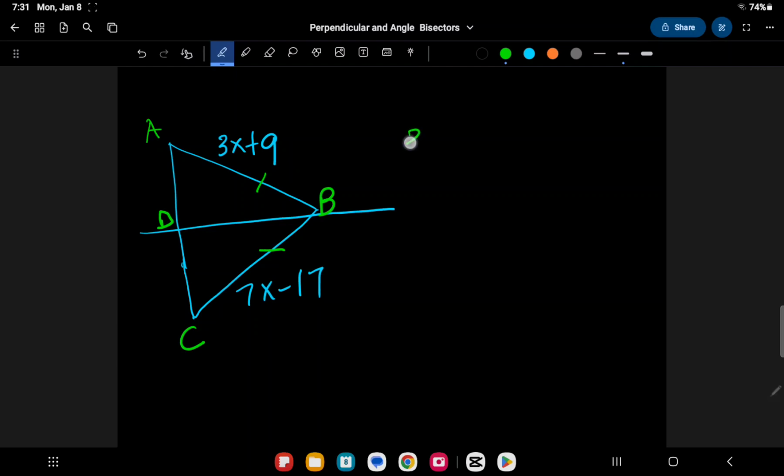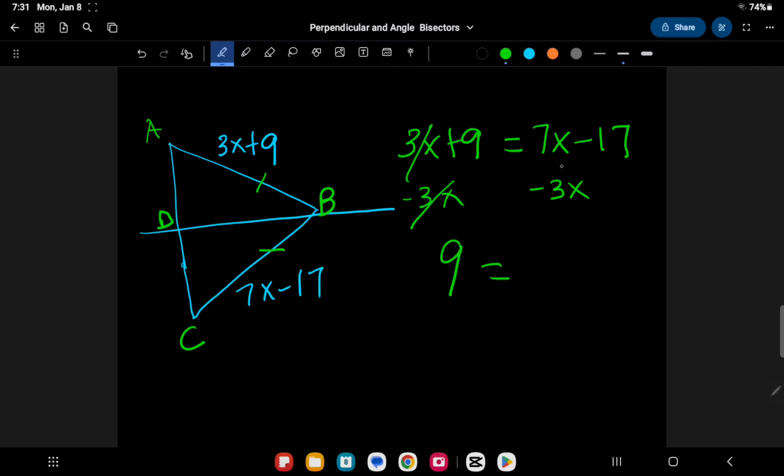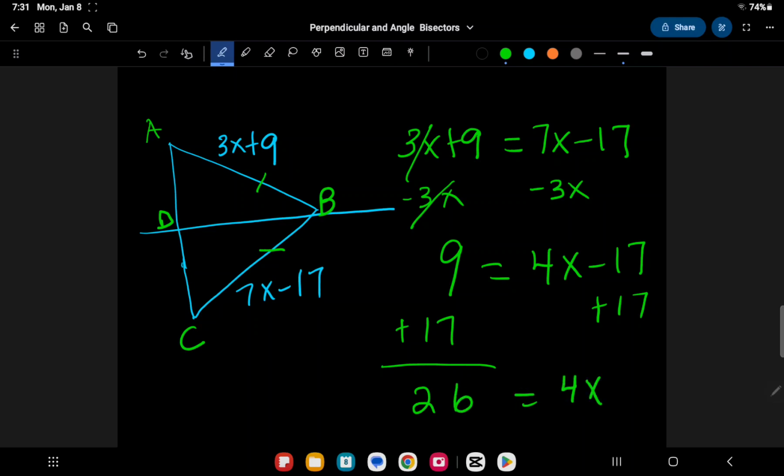Yeah, we can do 3x plus 9 equals 7x minus 17. So we make the two equal to each other and then we solve for x. So we subtract 3x, basic algebra, we're left with 9. 7 subtract 3 gives us 4x minus 17. Then we add 17 to both sides, and we're left with 26 on this side. 4x. Divide by 4, divide by 4.